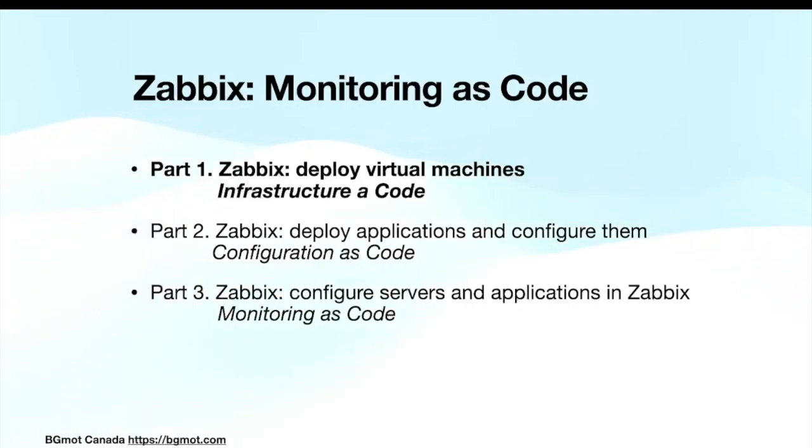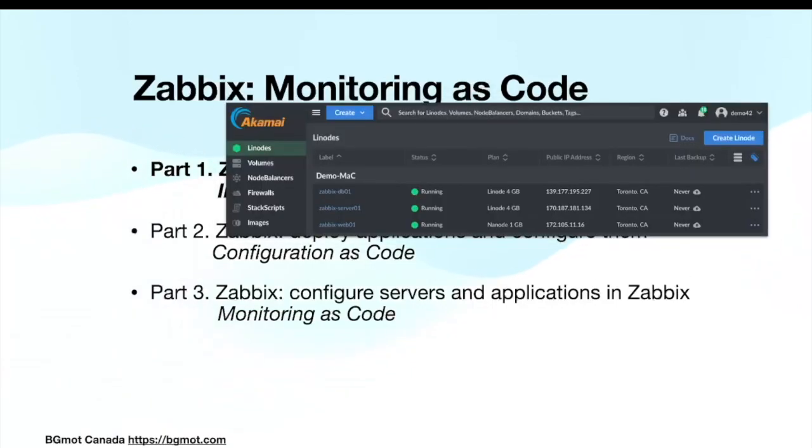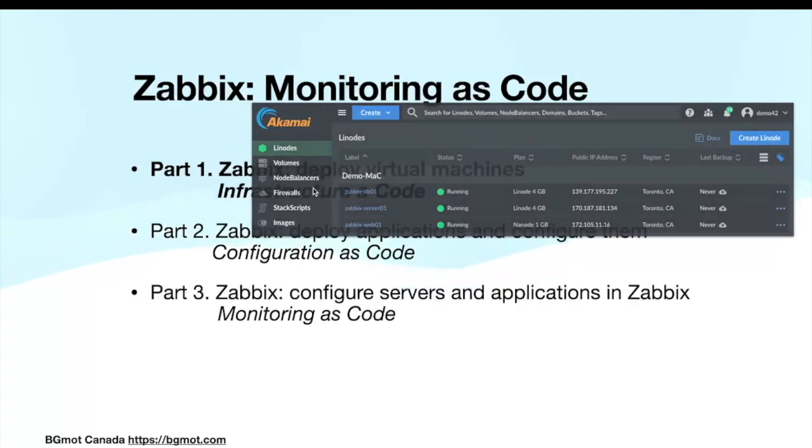So in part 1, we basically deploy virtual machines. The end result will be like this. In Akamai, we should have 3 virtual machines. This is Ubuntu 22, nothing configured, just operating system.